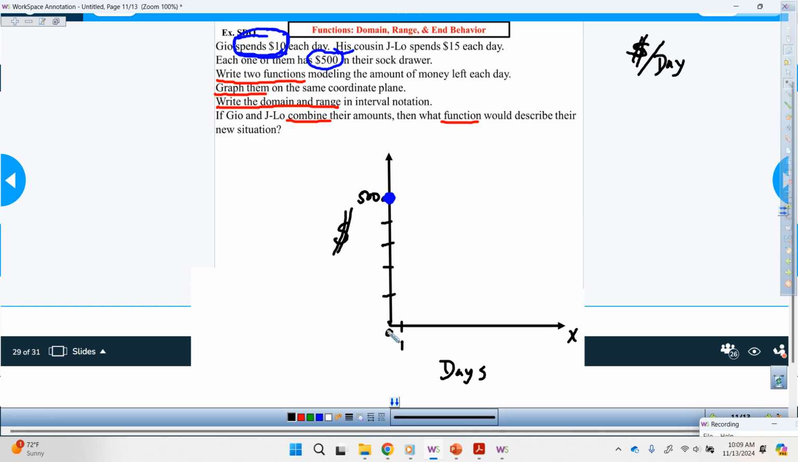We start at 500 at 0 days, but he's spending $10 a day. So after 1 day, how much money does he have? 490. That is correct. So we're going to plot a point right here. 490.